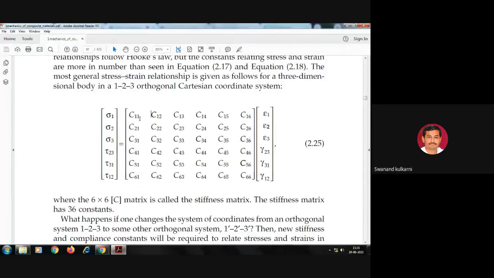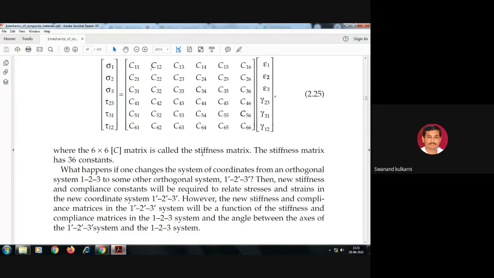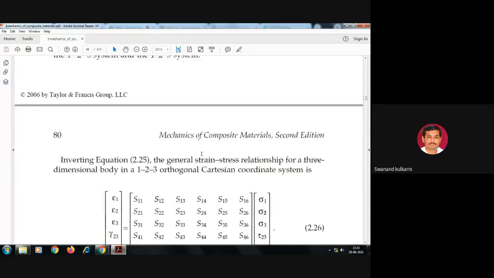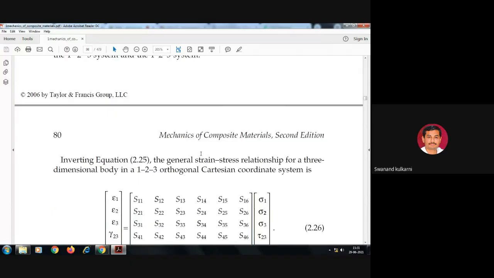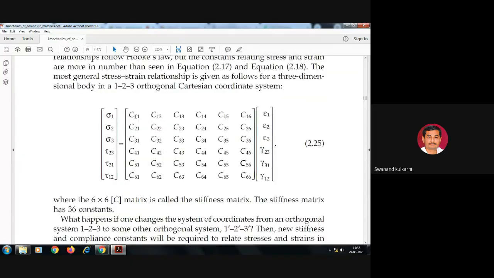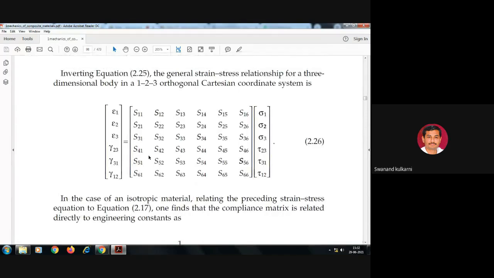If we consider the worst material present inside the universe, which is non-homogeneous and non-isotropic, for that material a maximum of 36 constants are required. Each and every constant, each direction, each point for such materials will be different, and that's why we require 36 constants. Because in isotropic material we always say that to represent the behavior of the material, we require only two elastic constants.